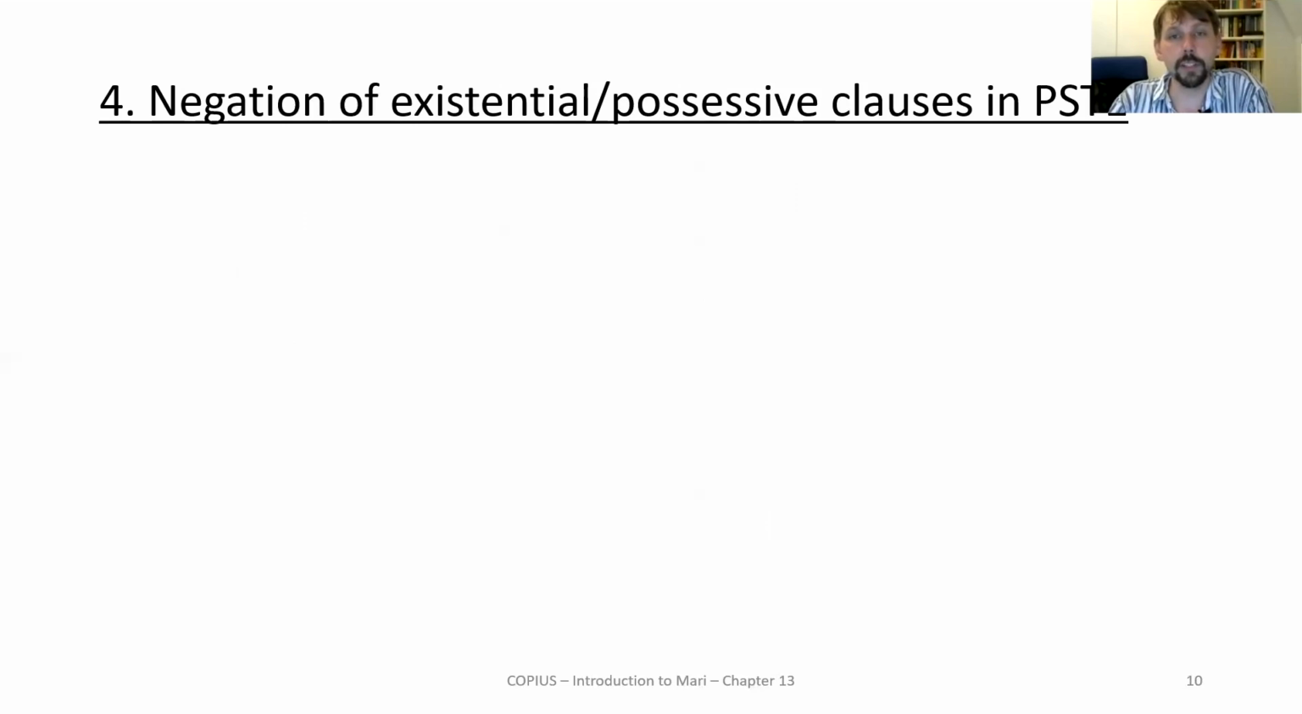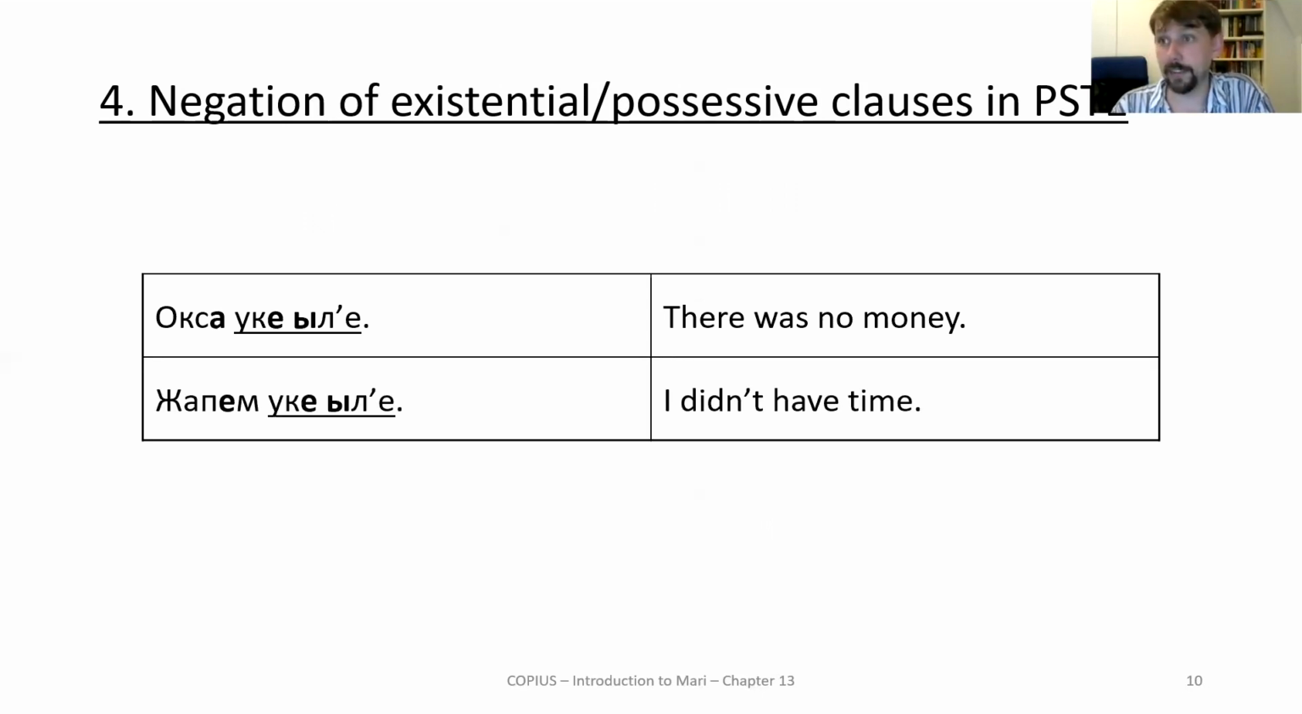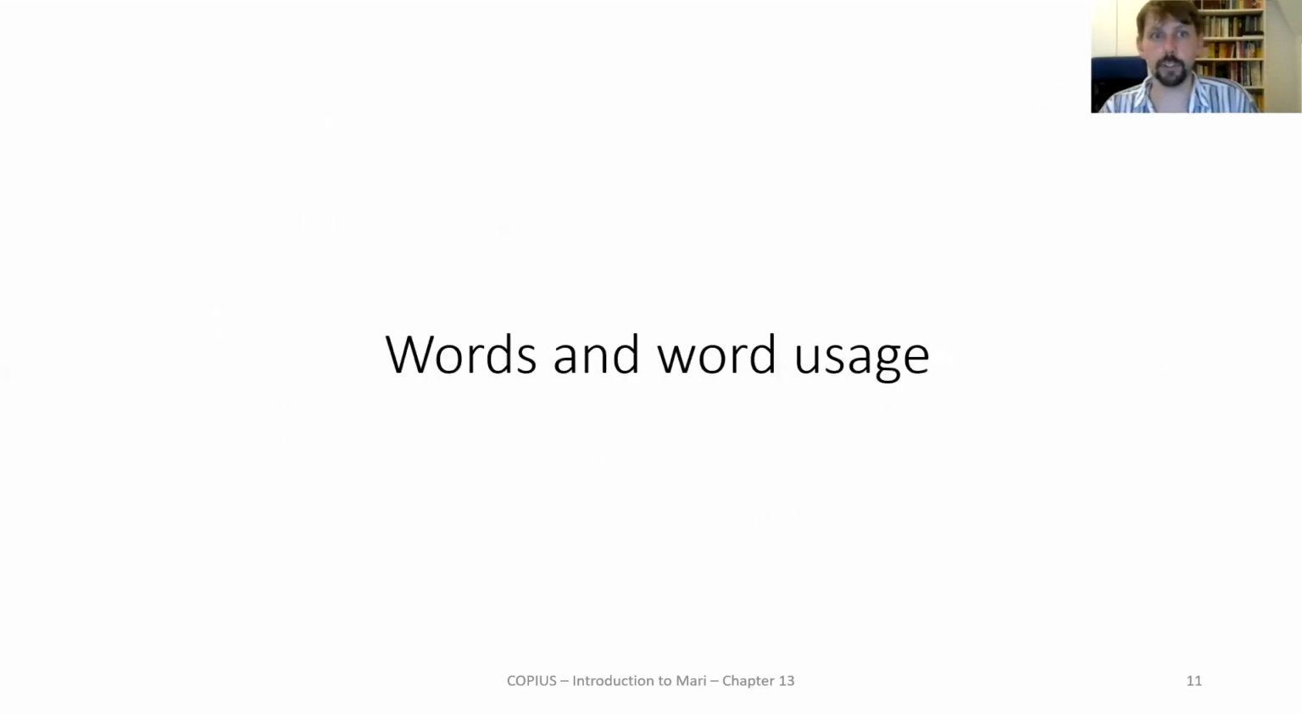Quick note on the negation of existential and possessive clauses in the first past tense: you basically just attach a positive ylje to uke to say that there was no money. Or if you say I didn't have time, you'd say japem, my time, uke ylje, did not exist. So you can't do the standard negation in existential clauses.